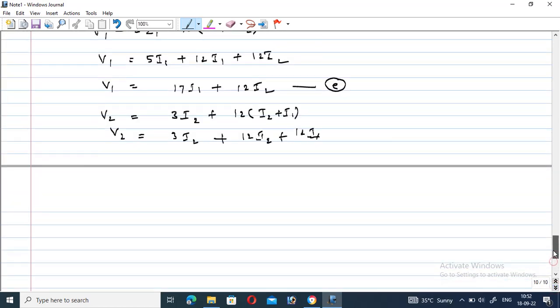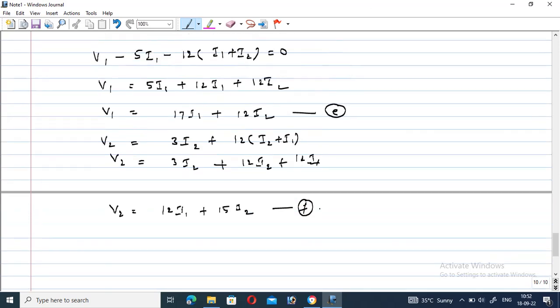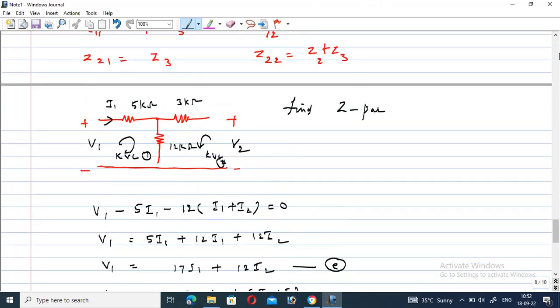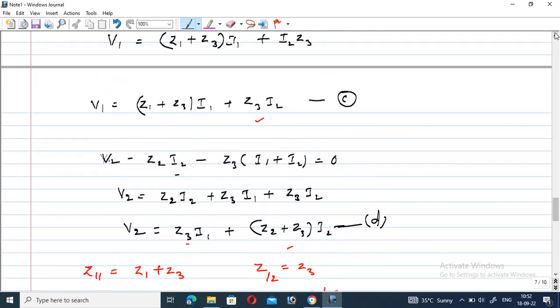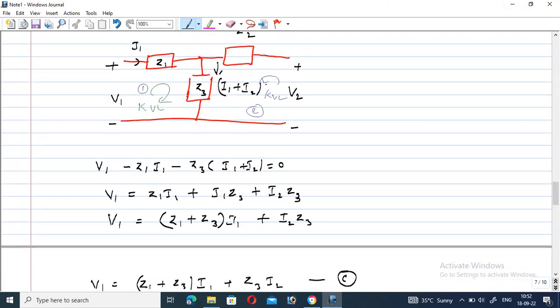Now from this equation, V2 is equal to 12 into I1 plus 12 plus 3, which is 15I2. Let us call this F. If you compare the E and F equations with the standard Z parameter equations, these are also similar to the previous network, right? So it is also similar to these two networks.